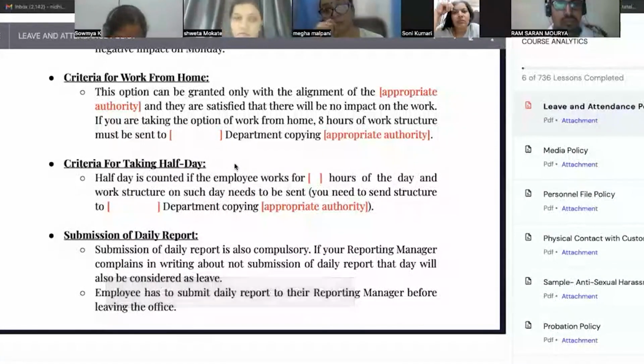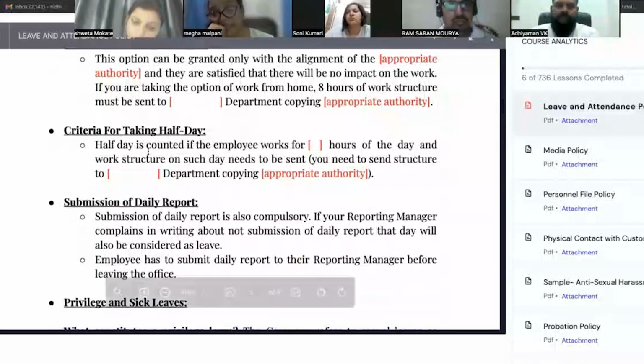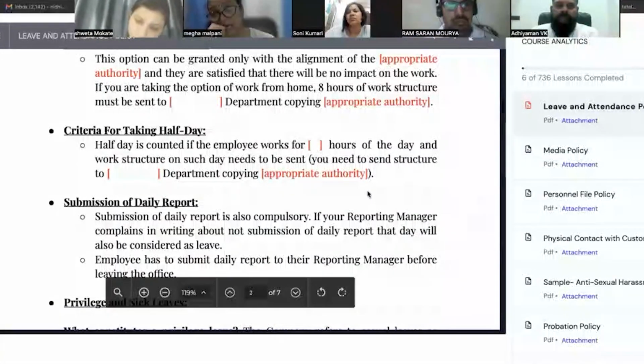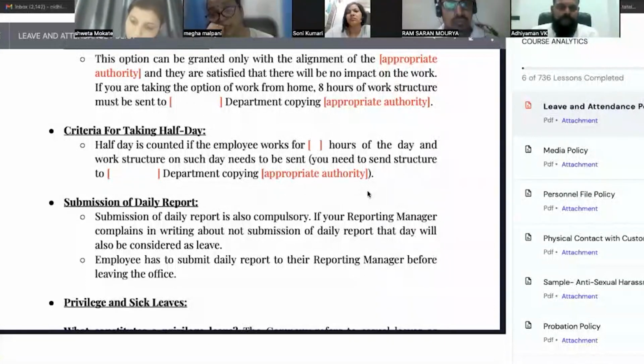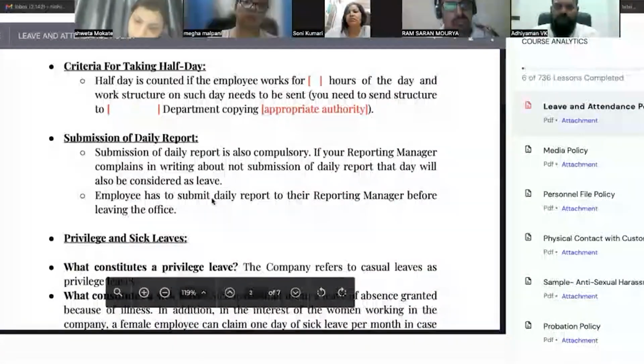So what happens during a half day? Do the employees need to submit a daily report? This may or may not be the same for all organizations, but you can require it from employees. If you're working from home, you can have a separate clause telling employees that you need to give a daily report: tell us what work you have done, submit a report to us, send relevant links to us, correct? Then you come to the leaves part.